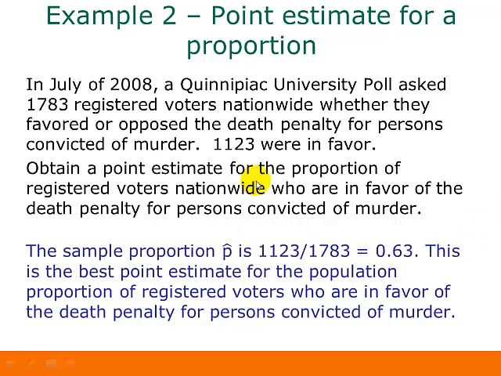Again, what we're asked for here is a point estimate for the population proportion. To estimate that population proportion, we're going to use the sample proportion from the sample data that we have. Our sample proportion p hat is going to be 1,123 divided by 1,783, or 0.63. This is the best point estimate for the population proportion of registered voters who are in favor of the death penalty for persons convicted of murder. Again, this is based on the sample data that we have.